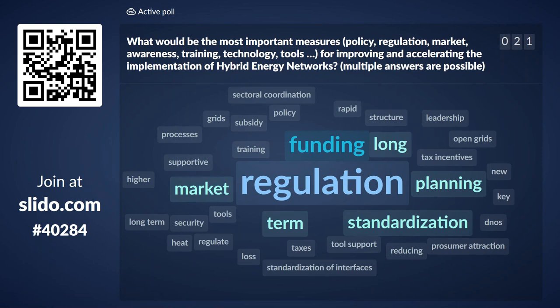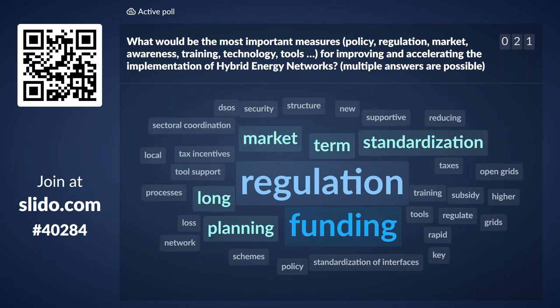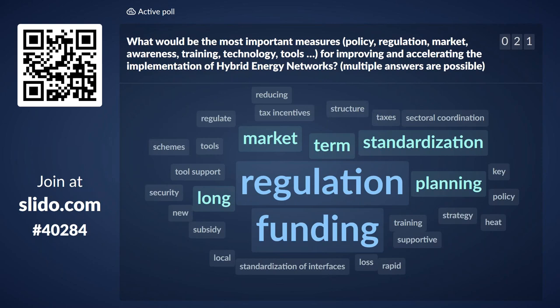Open grids, okay. I guess that's related to district heating, the open grids. I see standardization is coming quite well, long-term planning. Funding goes with subsidies, I would say, and tax incentives. Coordination goes with planning. Funding, regulations, planning, I see the most important measures here. And standardization popping up as well, very much prominently.